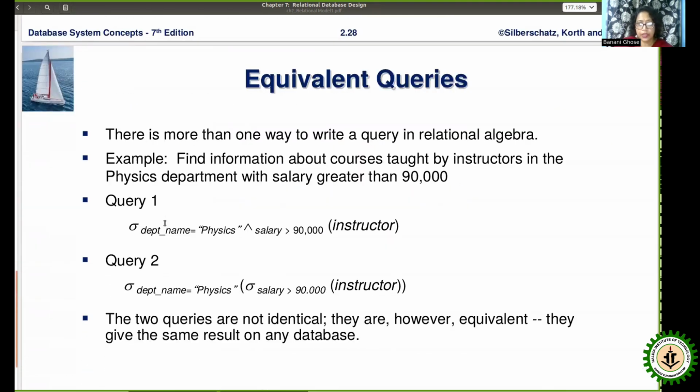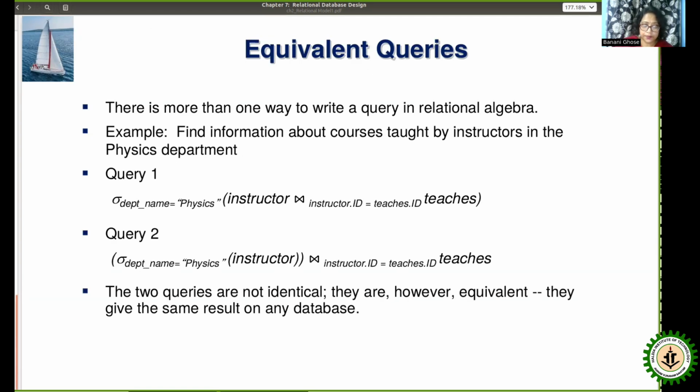Now proceeding to equivalent queries. There is more than one way to write a query. For example, find information about courses taught by instructors in the physics department with salary greater than 90,000. It can be written with the help of a single sigma operation. This can be written like this, and this can be written like this also. The queries which are not identical in appearance but give the same result are the equivalent queries.